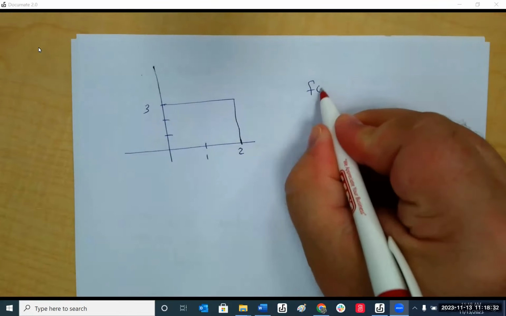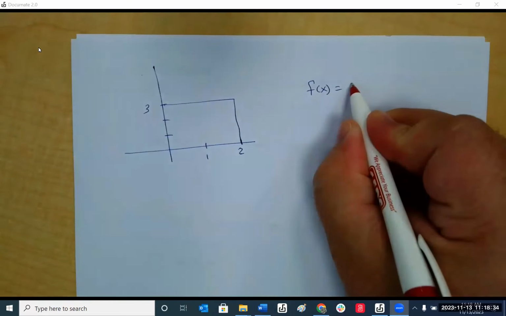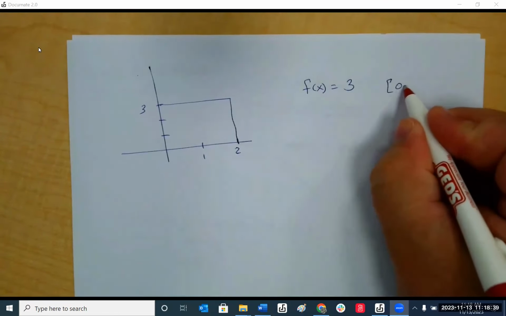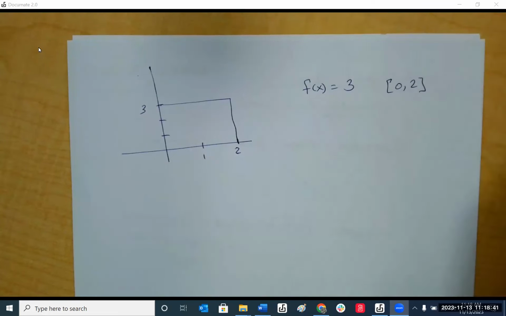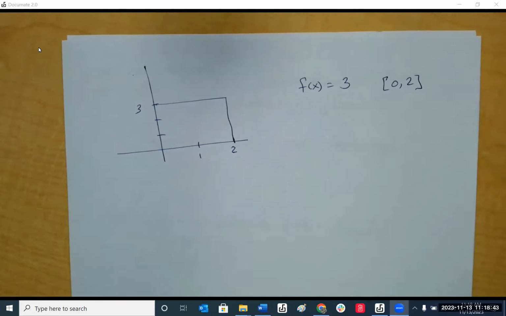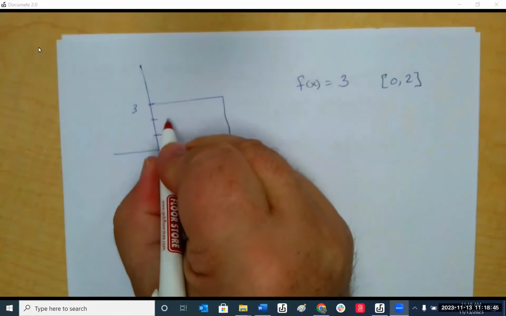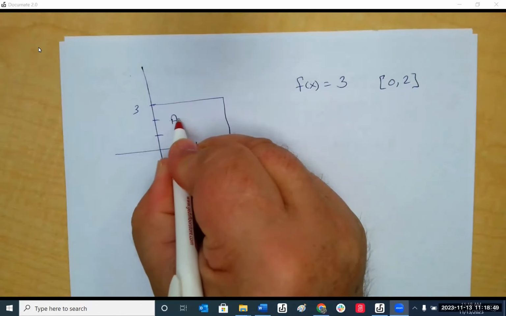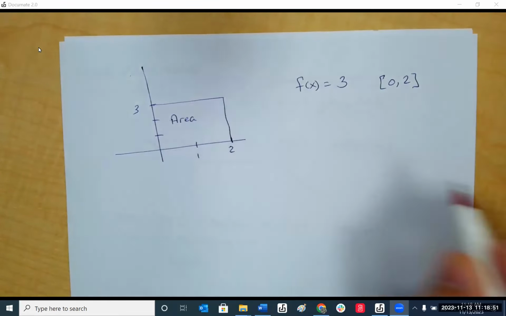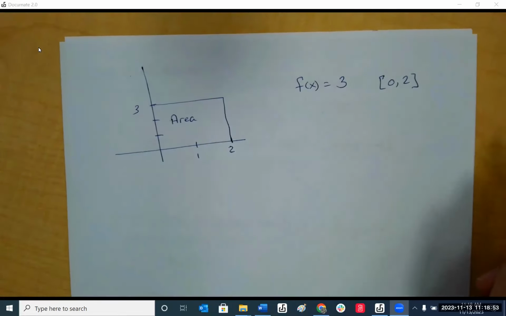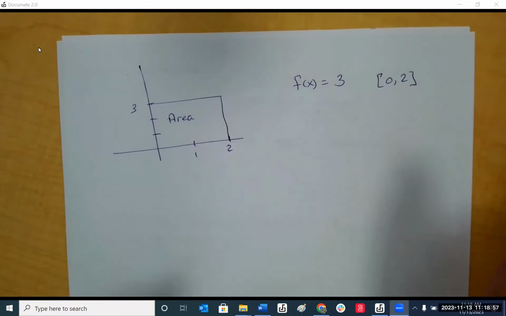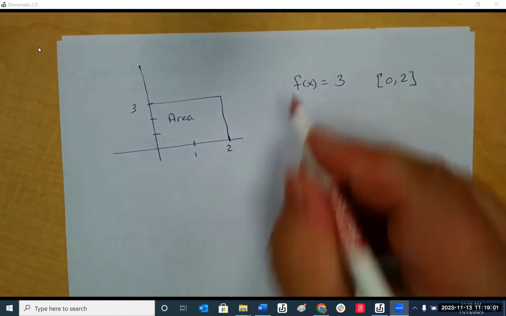So our function is a constant function. It's a horizontal line, 3. Our domain is from 0 to 2, because we're trying to find the area inside this box. Since it's straight lines everywhere, it's a very safely bounded function.